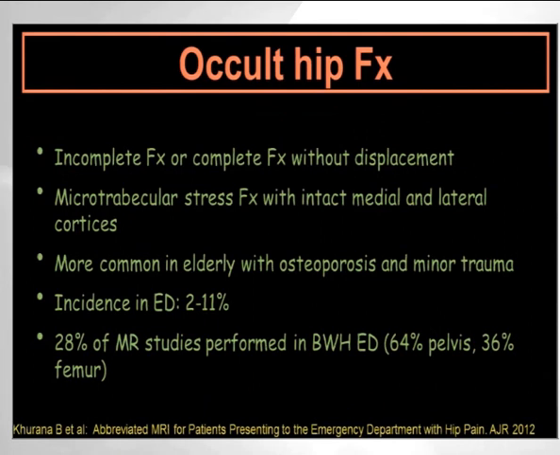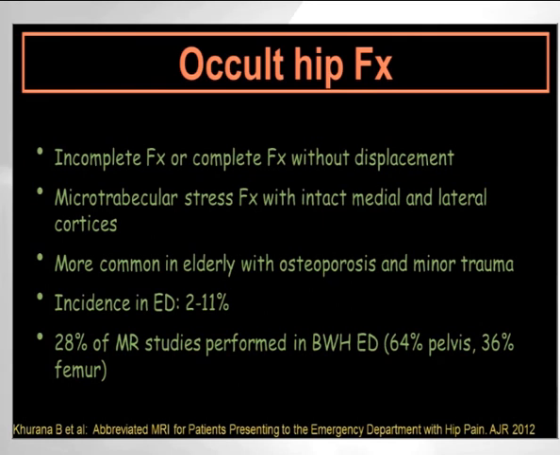So what exactly is an occult fracture? It's an incomplete fracture or complete fracture without displacement. It could be a microtrabecular stress fracture with intact medial and lateral cortices. It's more common in elderly with osteoporosis and minor trauma, and I find this a trap for radiologists because ER is not really worried about fracture because there is no significant trauma. But these are the patients exactly where you would not see fracture on radiographs because remember there is no trauma or there is low energy trauma, the fracture may not be displaced. And because of osteoporosis, you may not see that fracture line.